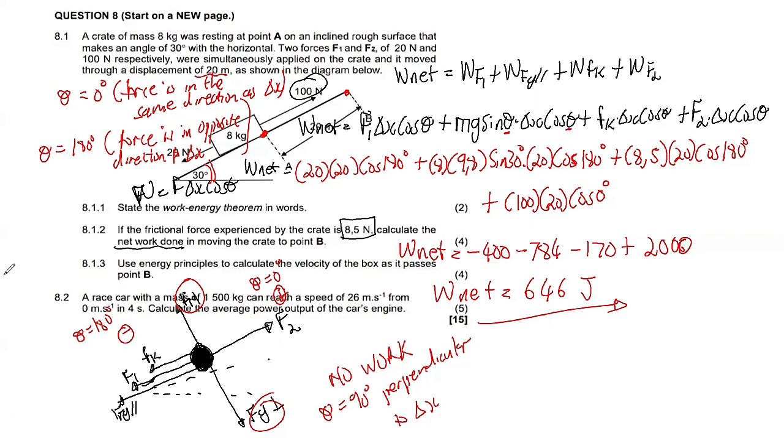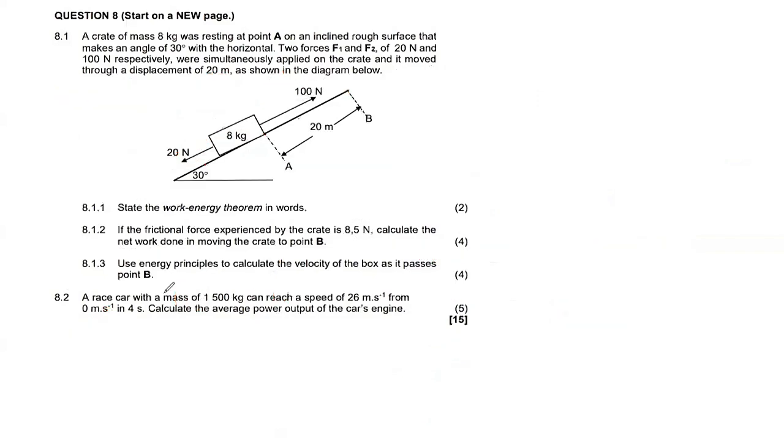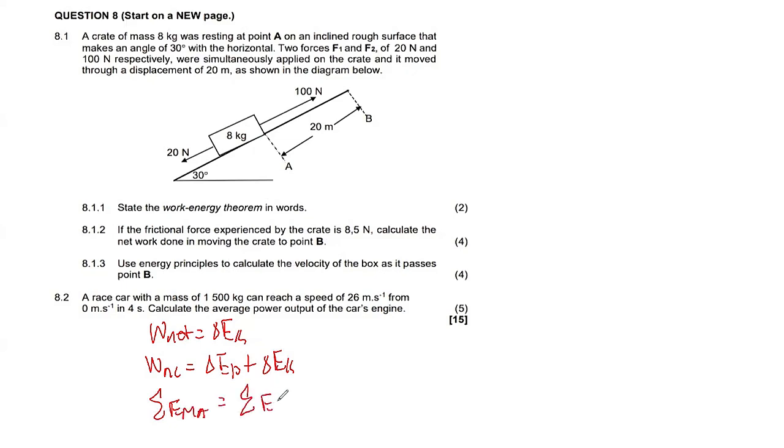Now, let's look at 8.1.3. Using energy principles, calculate the velocity of the box as it passes point B, right? Now, if they say use energy principles, we know that we have an option of using W net is equal to change in EK, or we use WNC is equal to change in EP plus change in EK, or we use sum of mechanical energy at A is equal to sum of mechanical energy at B.